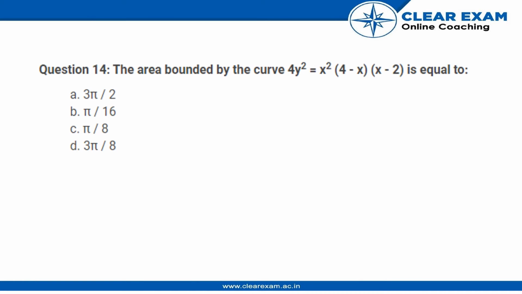Hello students, here is the question. The area bounded by the curve 4y squared equals x squared into (4 minus x) into (x minus 2).